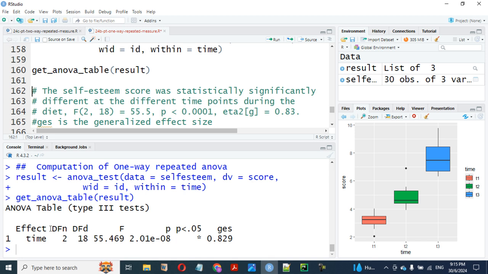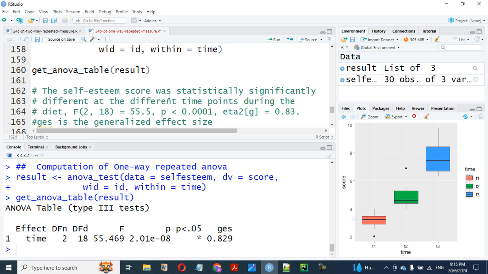Okay, now we have our time. We have effect here, so our effect is time. Our degree of freedom is here, we have our F value, and we have our p value equal to 0.000, a very small p value. So this is a type 3 test. Okay, so that is the result we have now.